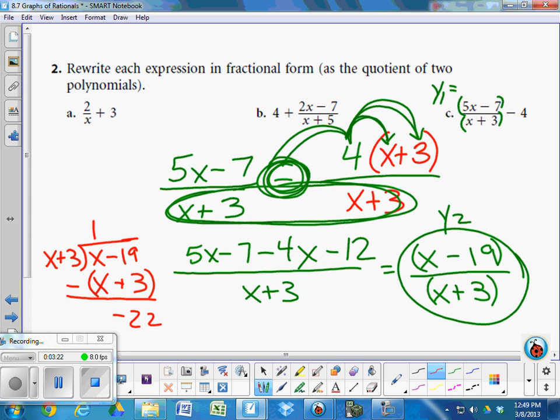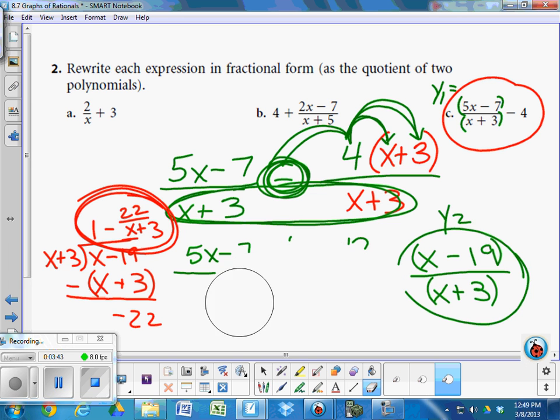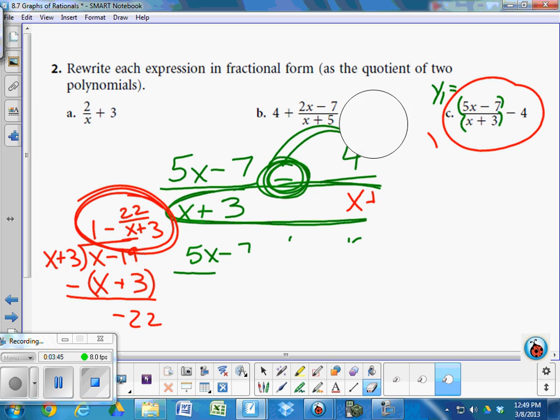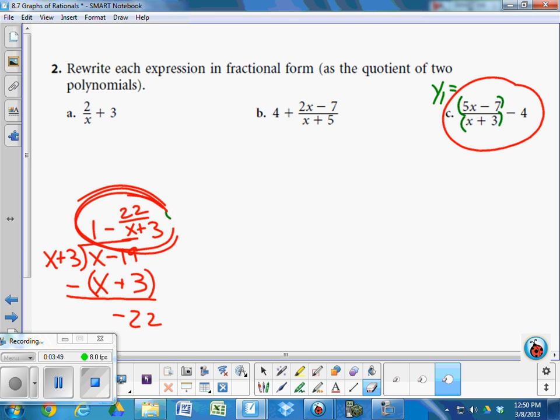This is not going to prove that we have the same answer. But here we go. 1 minus 22 over x plus 3. So, is this answer the same as what we started with? You could say no. It's okay. Hold on, everybody. Just hold on. I know you're excited. Fasten your seatbelts. Here we go. Could we do long division here?